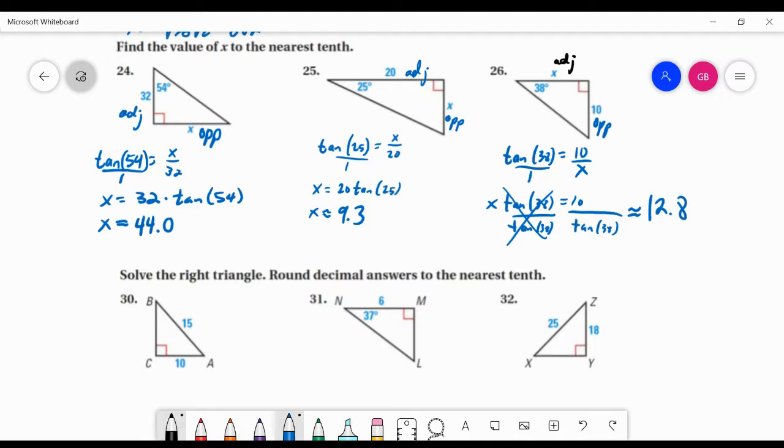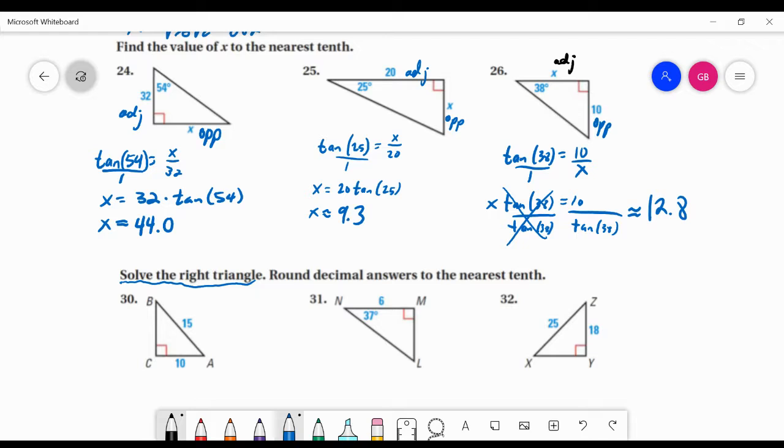Okay, so for 30, 31, and 32, solve the right triangle, round decimal answers to the nearest tenth. Okay, so when it says solve the right triangle, here you have to give me all 3 side lengths and all 3 angles. So there's 6 items you have to make sure that you give me to solve the triangle.